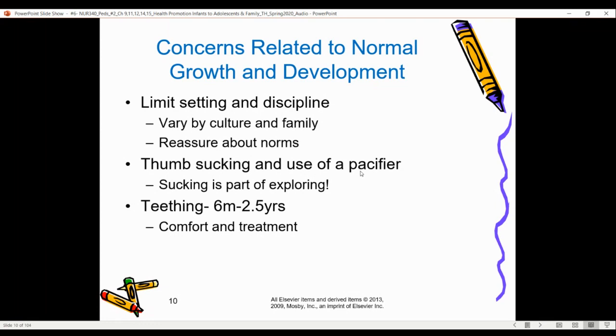Okay, so let's talk about this a little bit more. So limit setting and discipline. If you have that infant that is crawling or learning to walk and they're heading towards the stairs and you say, no, don't go towards the stairs, that's limit setting, right? That's disciplining. It's the basics of it at this point. We really do actually limit set and discipline kids.